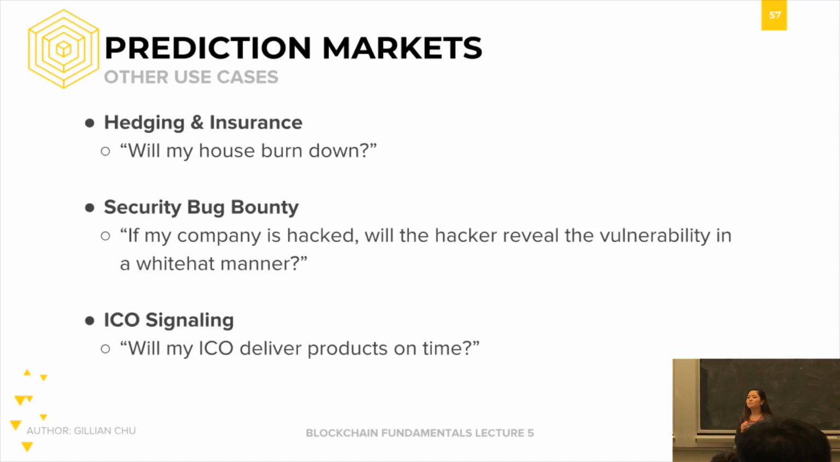And then ICO signaling. So let's say I have an ICO, and I say, I am going to deliver my products on time. I bet, in this prediction market, that it's going to happen six months from now. Then other people are like, nah, I call you out on that. So I'm going to buy shares that say you're not going to deliver. If I do deliver, then I get their money, and I can spend that money on whatever I'm working on in my ICO. But if I don't deliver, then all that money goes to them, because I wasn't honest.